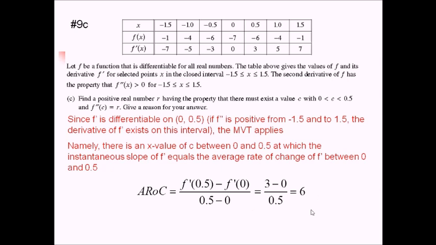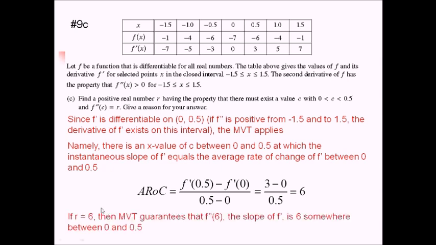So we've almost answered the question, but we haven't quite, because they said find a positive real number r, and we haven't done that yet. I mean, we found it, but we haven't actually come out and said that, hey, this is r right here. So we're going to write a little bit more about that. Just to wrap this thing up, if r equals 6, then the MVT guarantees that f double prime of c, the slope of f prime, is going to be 6 somewhere between 0 and 0.5.